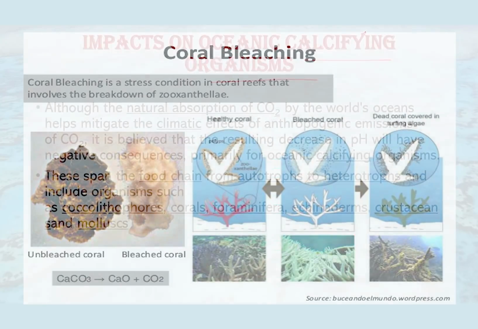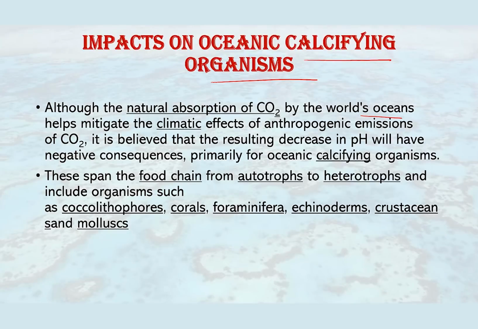Although the natural absorption of carbon dioxide by the world's ocean helps mitigate the climatic effects of anthropogenic emissions of carbon dioxide, it is believed that the resulting decrease in pH will have negative consequences, primarily for the ocean calcifying organisms. These span the food chain from autotrophs and heterotrophs. Many organisms, even the corals and mollusks are part of it, crustaceans also.